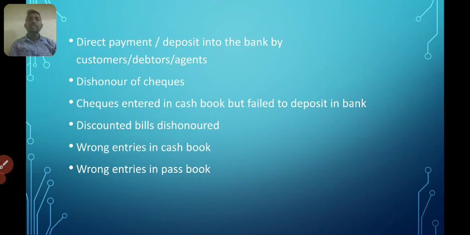The check is dishonored, or for any other reason, it is not entered in the passbook but entered only in the cash book. The cash book is showing less balance when compared to the passbook. We have deducted the amount in the cash book, but the amount has not been deducted in the passbook. So the cash book and passbook are showing different balances. Then we have to prepare the bank reconciliation statement. So this is also a reason why there is a difference between cash book and passbook.